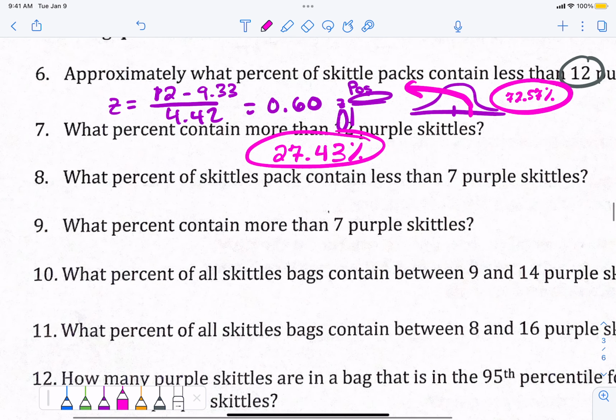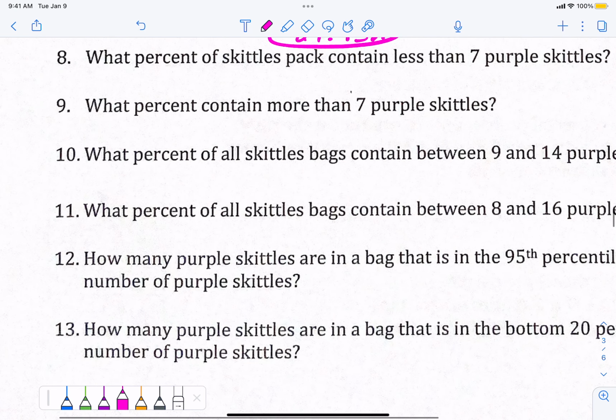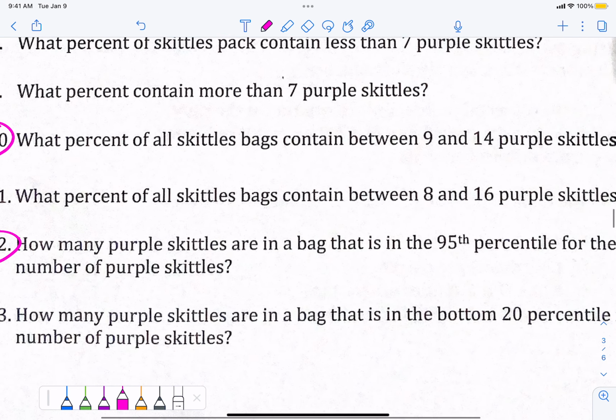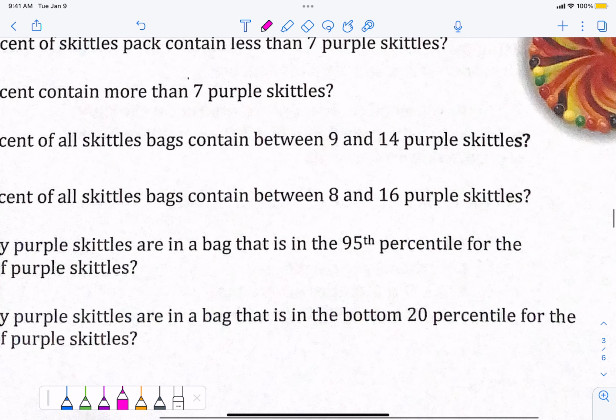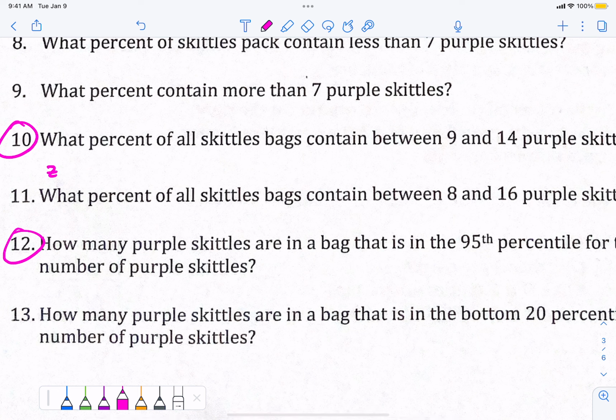You can do 8 and 9 by yourself. Let's do 10 together, and we'll do 12 together. Okay? 10, 11, 12. 10 together, 12 together. They want between 9 and 14 purple Skittles, okay? So we need to find the z-score for 9.